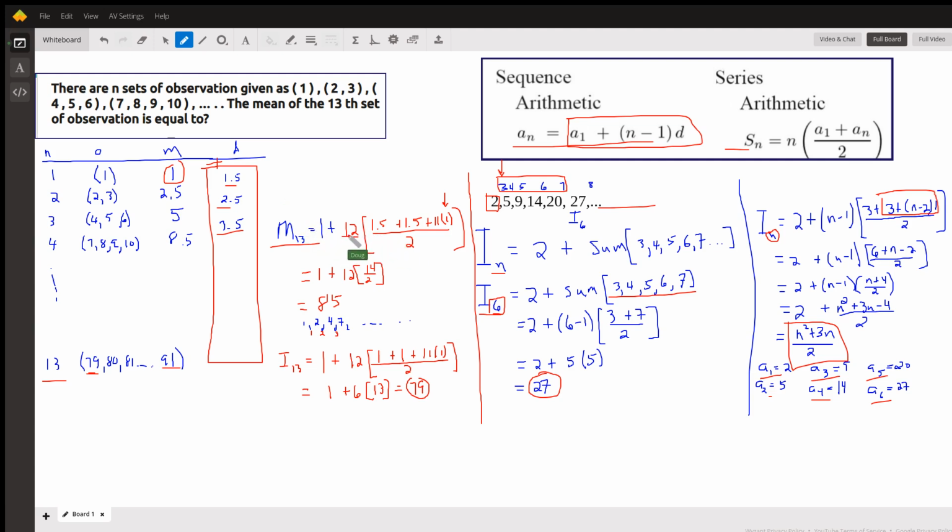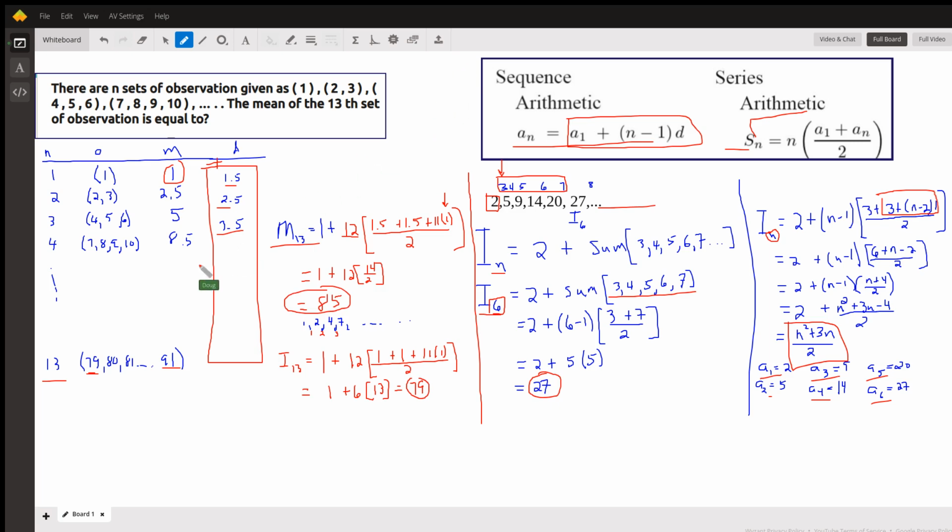The sum of an arithmetic sequence is the number of terms times the average of the first and the last. That's this formula right here. And if you do it that way, you get 85 directly. That is the mean of the 13th observation.